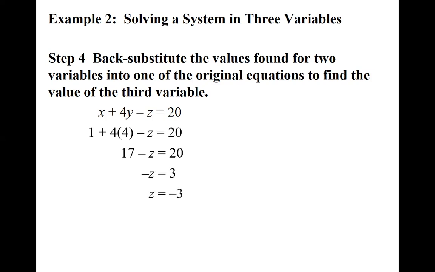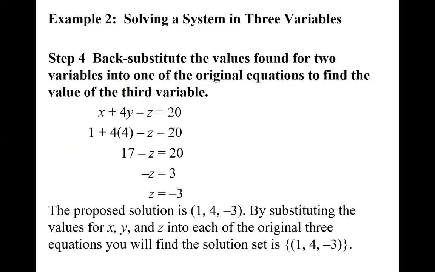Plug in our 1 for x and our 4 for y. That's 1 plus 16 minus z. That's 17 minus z equals 20. Subtract 17 from both sides. The opposite of z equals 3. So z equals the opposite of 3, -3. Our proposed solution is 1, 4, -3.